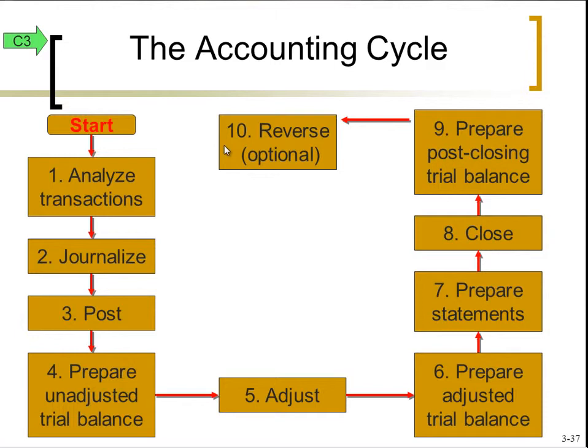Some companies decide to use reversing entries. It's completely optional. What happens with a reversing entry is that you're reversing the adjustments. The whole purpose of an adjusting entry was to give you good data to prepare financial statements. If you don't like those adjusting entries sitting in your books, you can reverse them, and then deal with the actual transactions as they occur when the cash really is received.